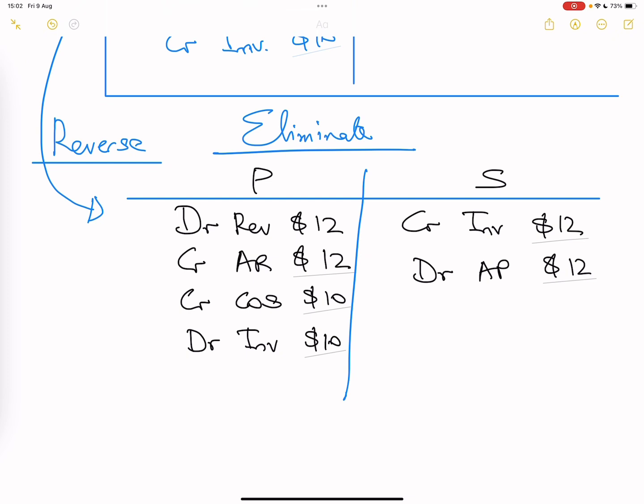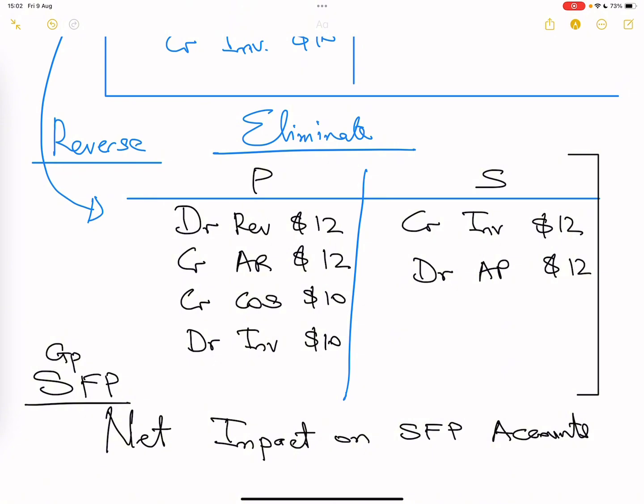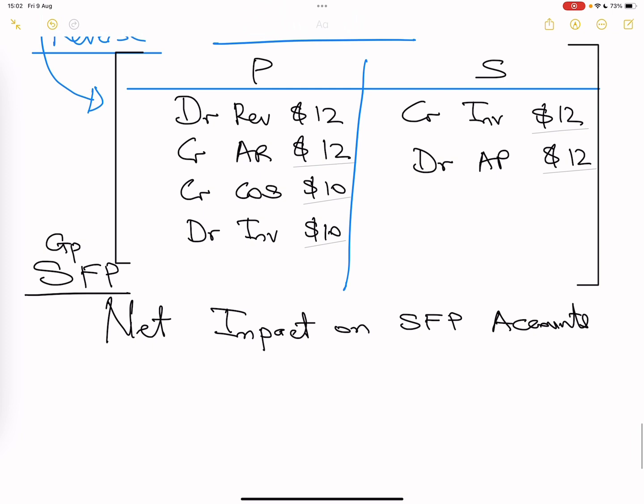So what we need to think about is, because we are only preparing the statement of financial position, the group account, we want to look at the net impact on SFP accounts. So this adjustment, because this is the adjustment that we are meant to post, this is the consolidation adjustment. What is the net impact on SFP accounts?